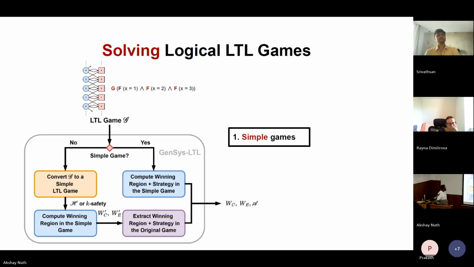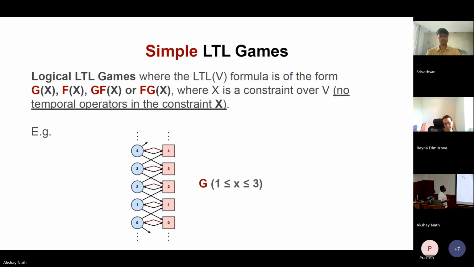So let's talk about the branch when the game is a simple game, and what that even means. Simple games are logical LTL games where the LTL formula is of one of these 4 forms: G of x, F of x, GF of x, or FG of x. And keep in mind that x should not contain temporal operators. For example, the LTL game with the formula G of x between 1 and 3 is a simple game. So let's see how we go about solving such games.